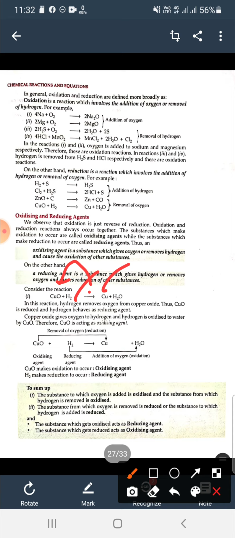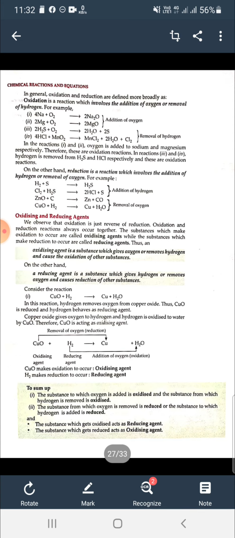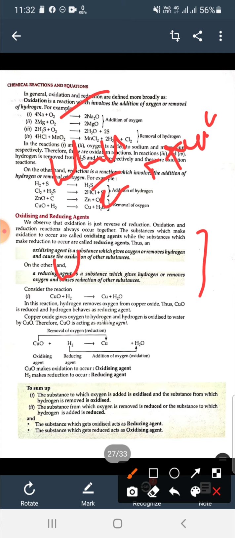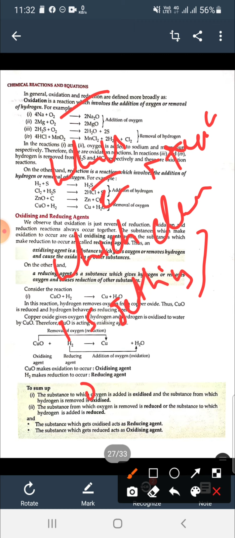In the other way, you can also remember the other way to remember these oxidizing agent and reducing agent. You just have to see which element is getting reduced or which element is getting oxidized.